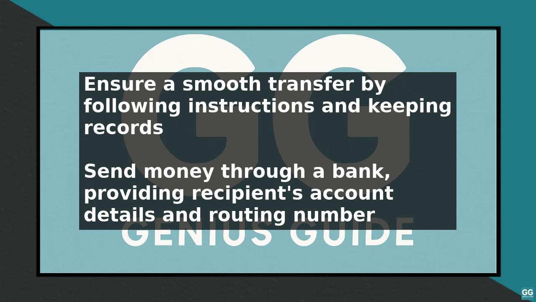To send money through a bank, you will need to provide the recipient's bank account details, including the account number and routing number. Overall, sending money from the USA to Morocco can be a relatively simple process, as long as you follow the right steps and choose a reputable transfer service. By comparing rates, choosing the right transfer method, and following the instructions provided, you can ensure that your money is delivered quickly and securely to its destination.